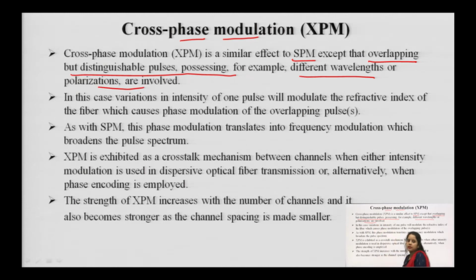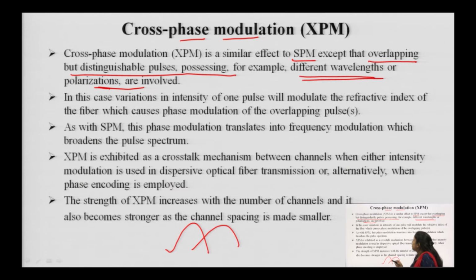Here, in SPM, a single pulse is involved, which can be distinguishable, but in this case there may be overlapping of different wavelengths and polarizations. Light rays of different wavelength and polarization are involved, while in SPM the same polarization and same wavelengths are involved. So, this is the basic difference between an SPM and an XPM.